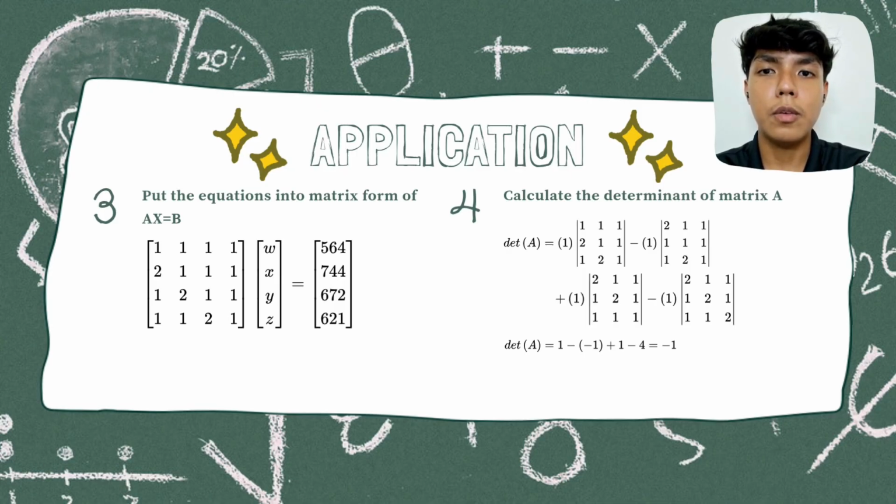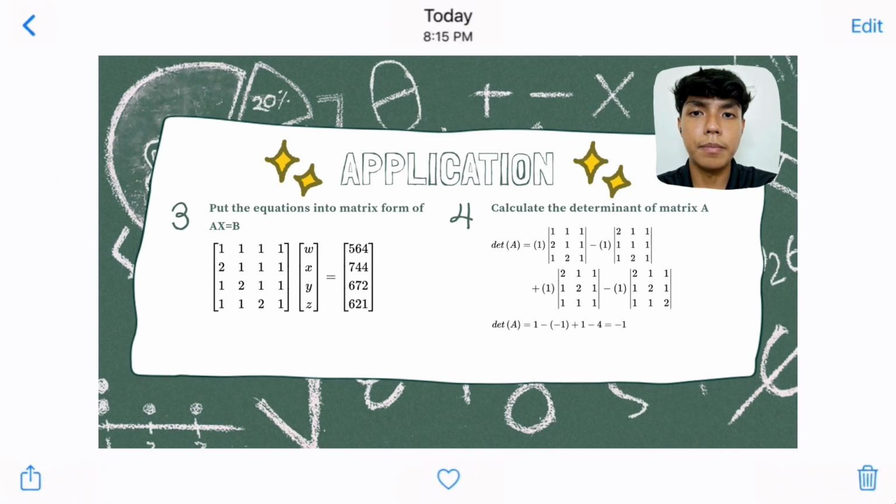Using cofactor expansion, we calculate the determinant and obtain determinant of A equals -1. Since the determinant is not equal to 0, matrix A is invertible. This means the system has a unique solution, so the ticket prices can be determined.